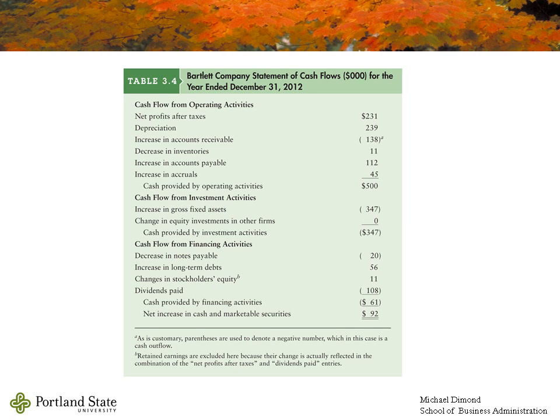Cash flow for investment activities is the summary of the amount of money that was spent in order to invest in assets which are used in the operations of the company. So in this case, the increase in gross fixed assets is shown as a use of cash, a use of $347,000 in this case. Financing activities are how we pay for the investments which support the operating activities of the company. In this case, the financing activities include the change in notes payable, the change in long-term debts, and any changes in equity or dividends that have been paid out.